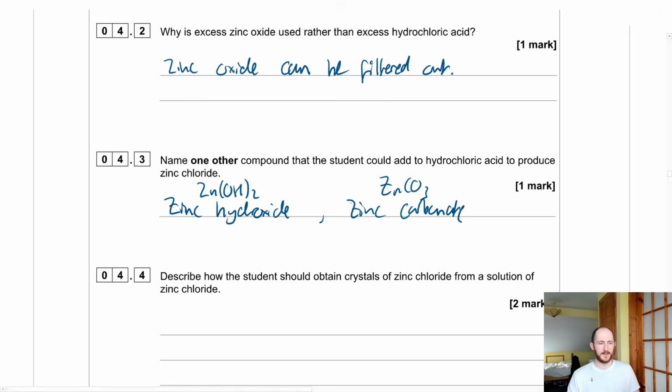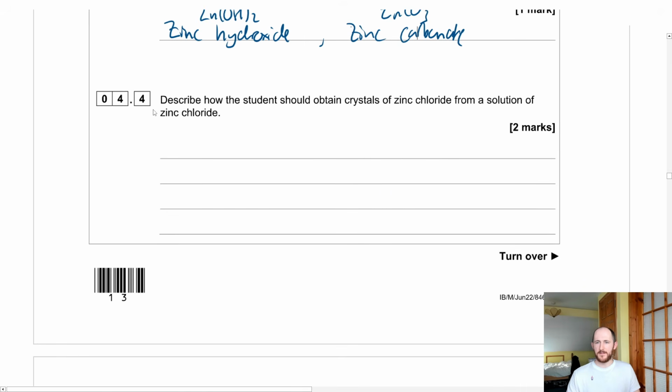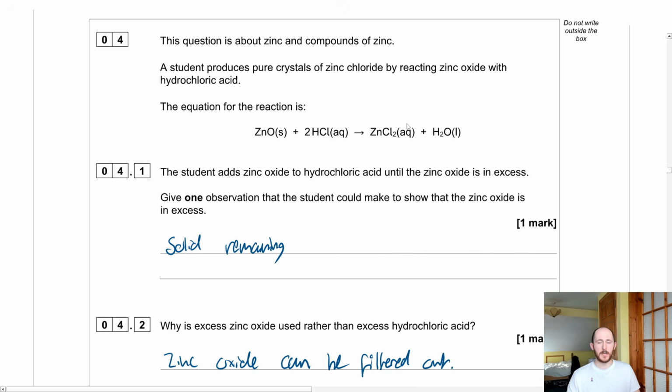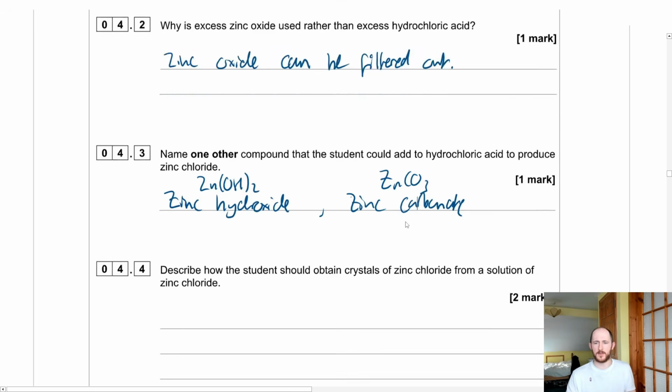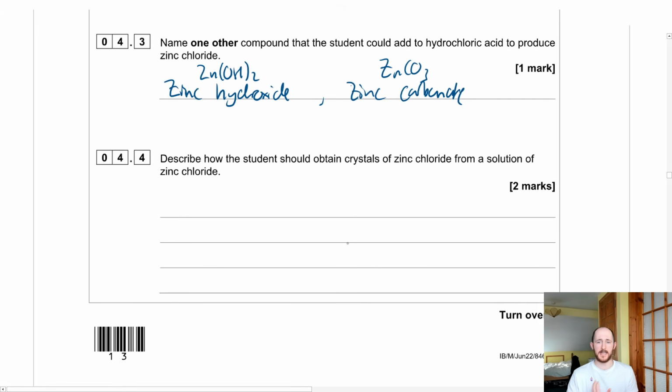So for part 4, describe how the student should obtain the crystals of zinc chloride from a solution of zinc chloride. So as you can see here, it's aqueous, which means it's dissolved in the liquid water. So how do you actually extract those crystals? Again, I'm hoping that you've done this experiment in class. If not, I would recommend just looking it up on YouTube, because there are videos online that will have all of that fun stuff there.